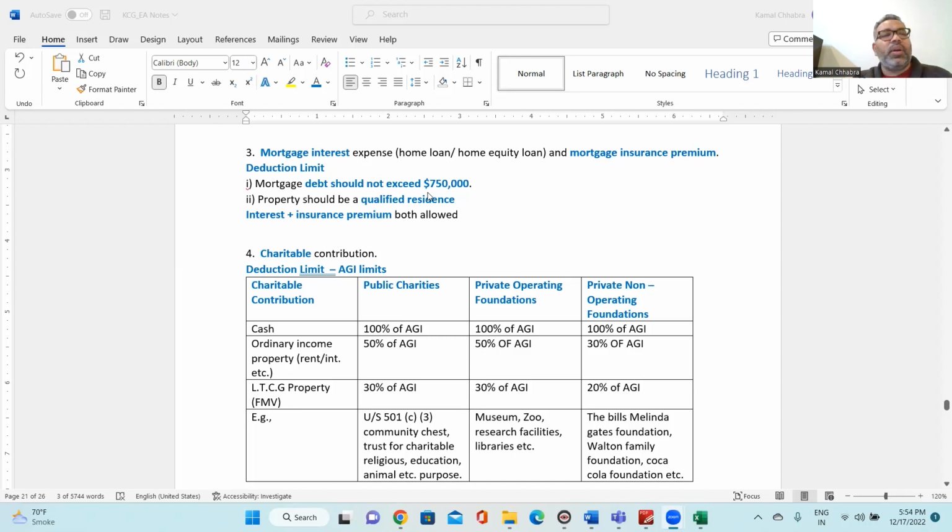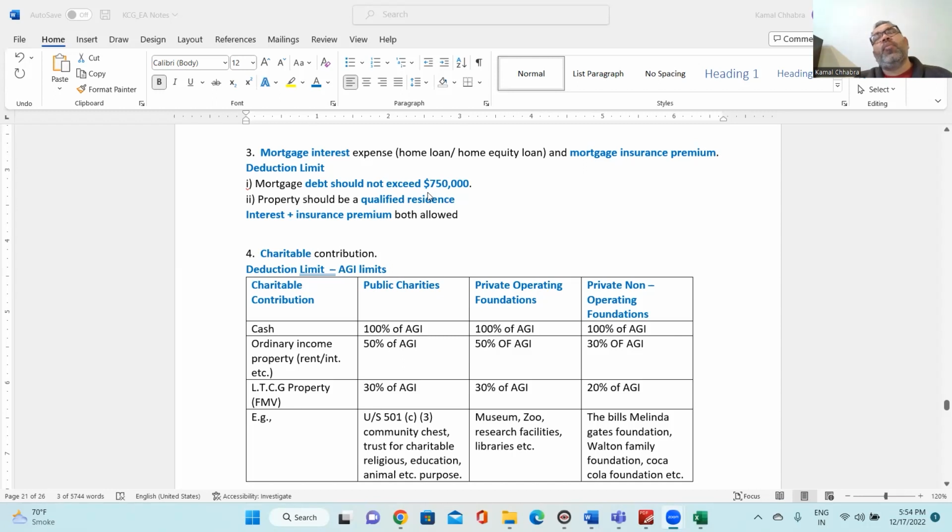Qualified residence we'll be discussing in detail; it is where you are living for more than 6 months in a year. So this deduction is allowed for home loan interest and the insurance premium paid for that. But two conditions need to be satisfied. First, you'll be living in that property for more than 6 months, which means it is your primary home. Second, the loan amount should be less than $750,000.